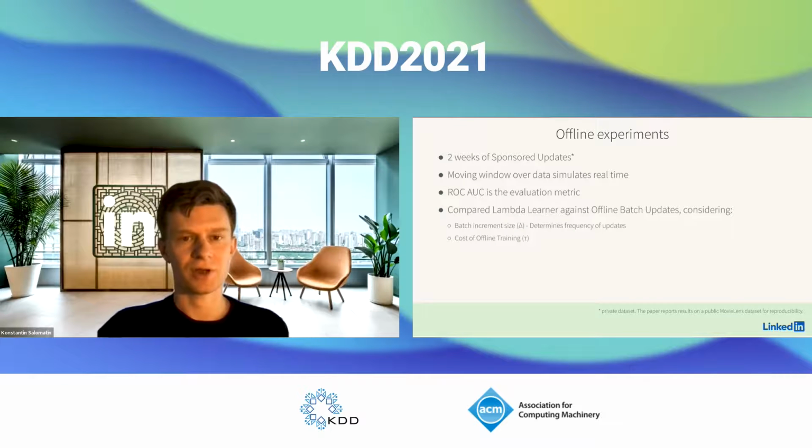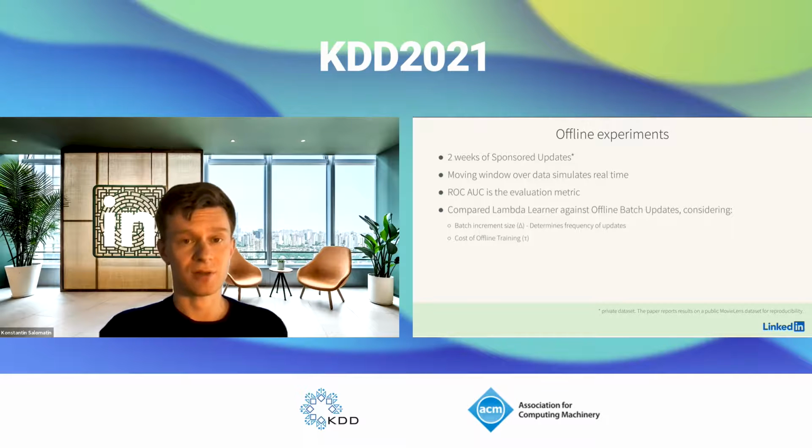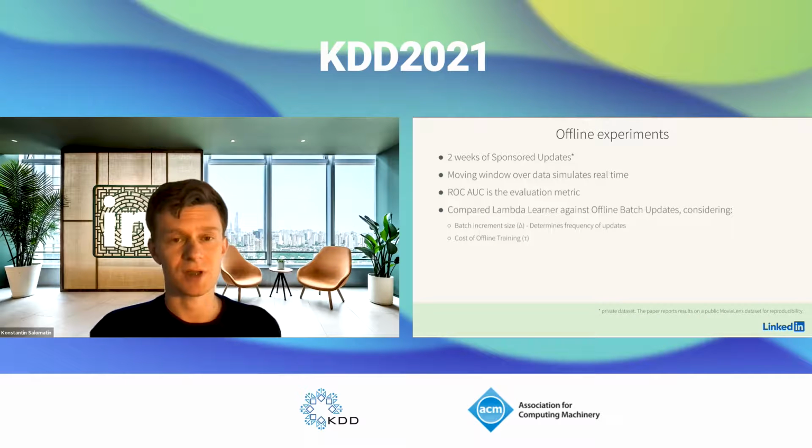Thanks, Jeff. Hello, everyone. I'll first describe our offline results. We use a sliding window over data to simulate and replay the online stream. We use 2 weeks of sponsored updates as our data set. This is a private data set, but for reproducibility, in the paper, we also report the results on a publicly available data set. The area under the ROC curve is our offline evaluation metric, and we evaluate against the batch algorithm, analyzing the impact of update frequency and the cost of training.